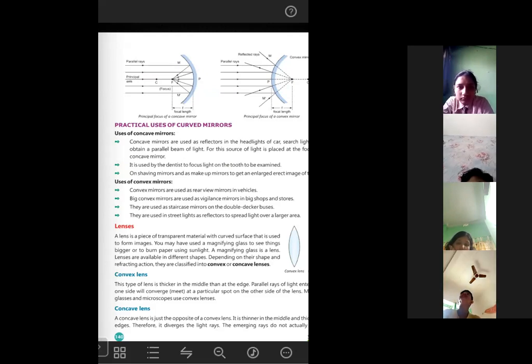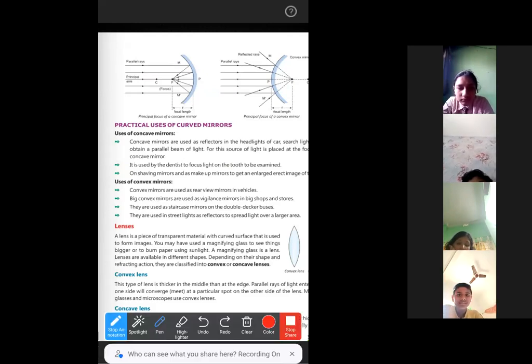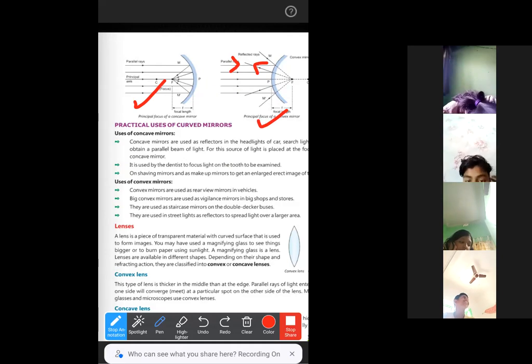Now you just read this portion. These two pictures are very, very important. You will have to practice drawing these pictures. And never forget to draw the arrows. Arrow means the light is getting reflected, so the arrow will be in the outward direction. So never forget to draw the arrows when you draw these pictures.